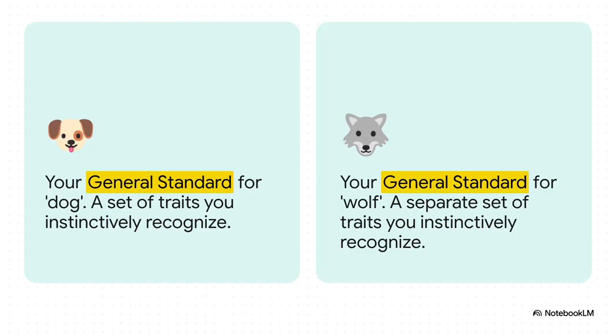And this is a perfect way to picture it. You have a general standard in your head for dogness, and you have a totally separate one for wolfness. So when you see a new animal, your brain just instinctively compares it to both of these internal blueprints, and boom, you know exactly which box it fits in. That's the external application in a nutshell.